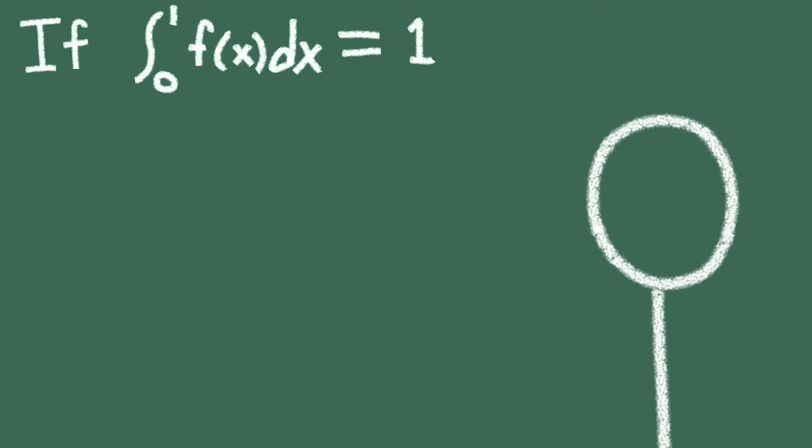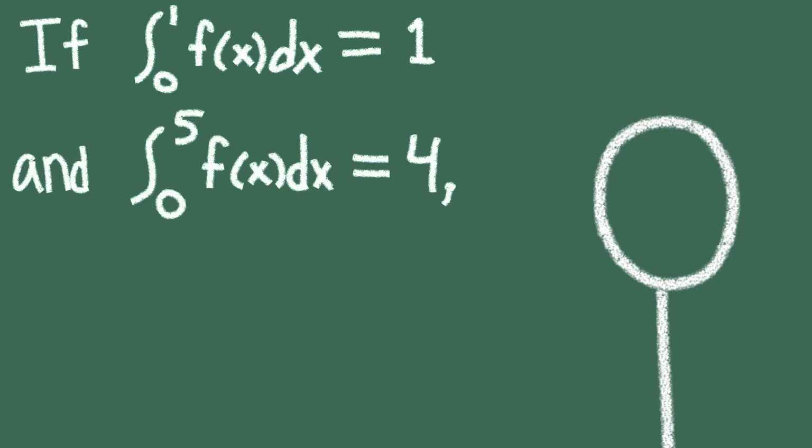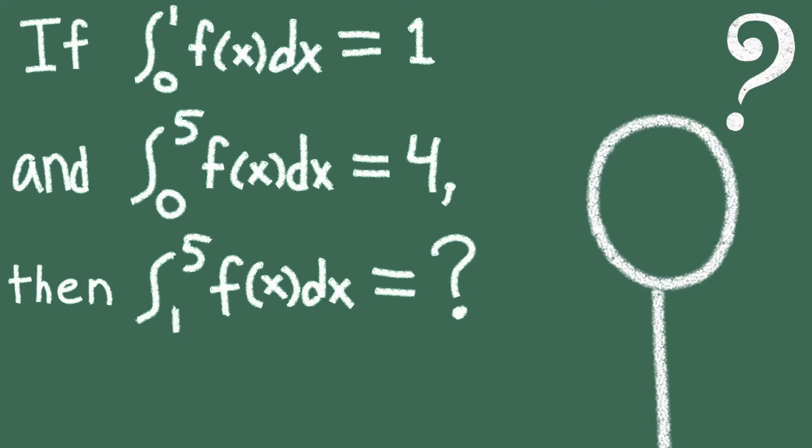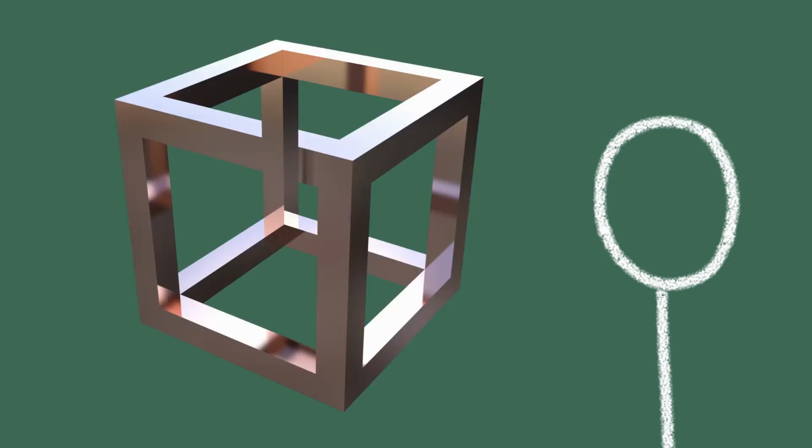We've all seen this problem. If the integral from 0 to 1 of f of x dx equals 1, and the integral from 0 to 5 of f of x dx equals 4, then what is the integral from 1 to 5 of f of x dx? On the surface, it seems impossible, right?